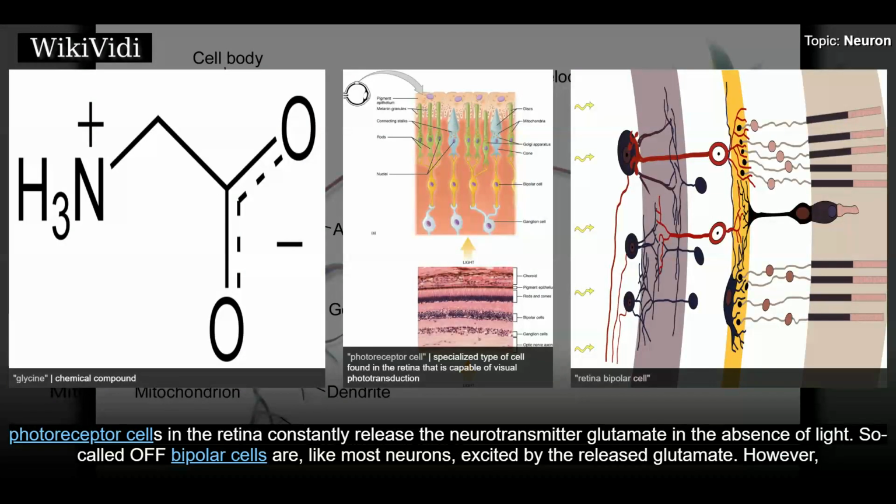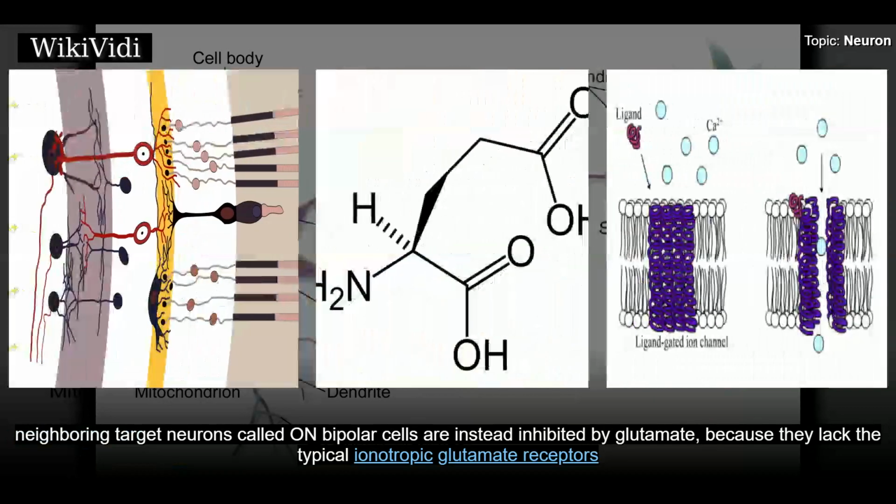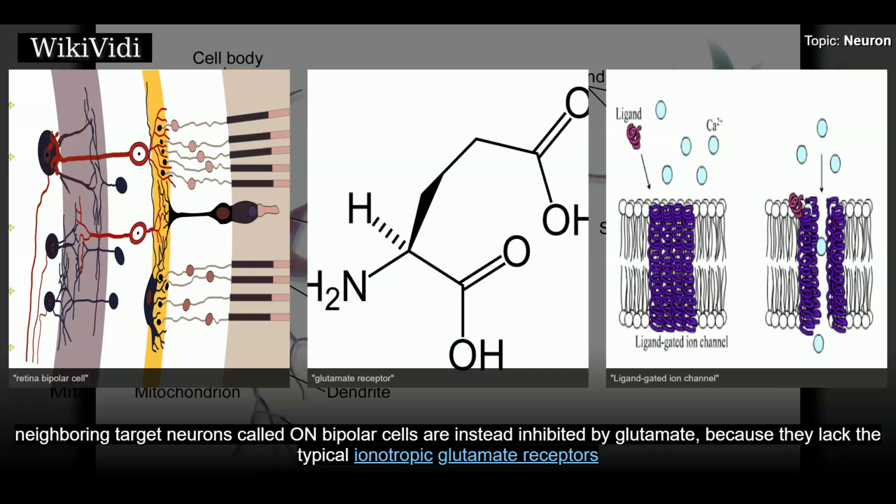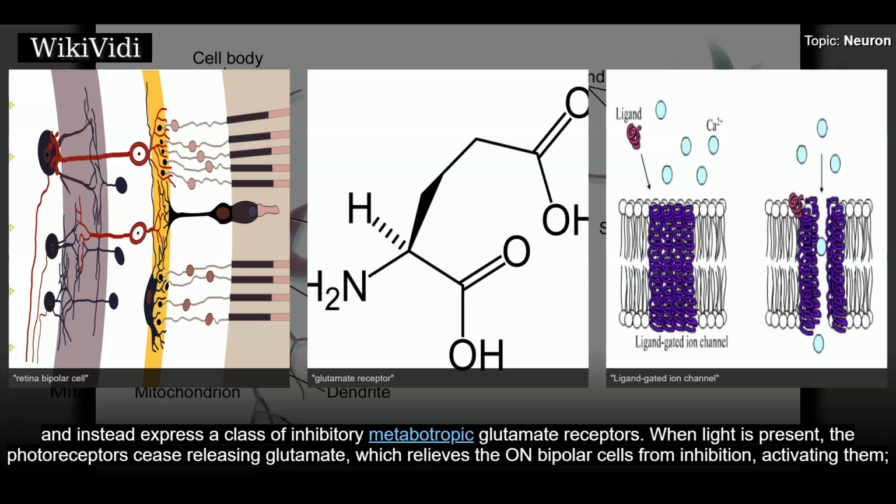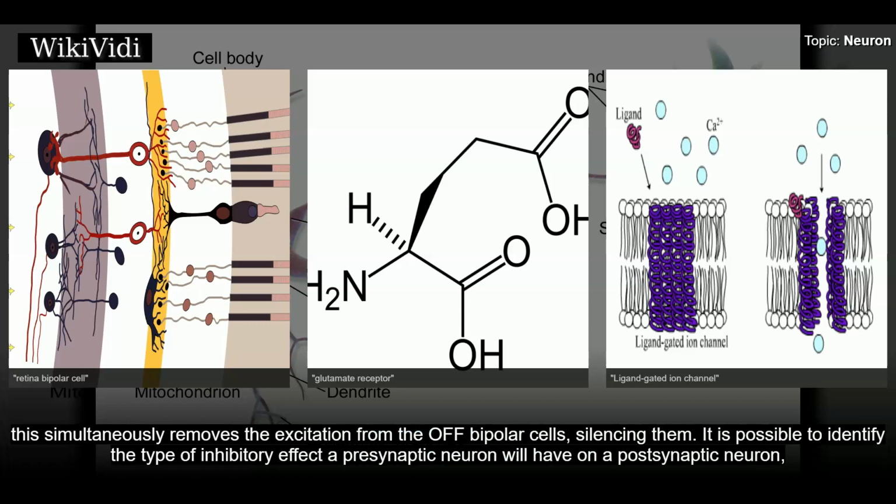photoreceptor cells in the retina constantly release the neurotransmitter glutamate in the absence of light. So-called off-bipolar cells are, like most neurons, excited by the released glutamate. However, neighboring target neurons called on-bipolar cells are instead inhibited by glutamate, because they lack the typical ionotropic glutamate receptors, and instead express a class of inhibitory metabotropic glutamate receptors. When light is present, the photoreceptors cease releasing glutamate, which relieves the on-bipolar cells from inhibition, activating them. This simultaneously removes the excitation from the off-bipolar cells, silencing them.